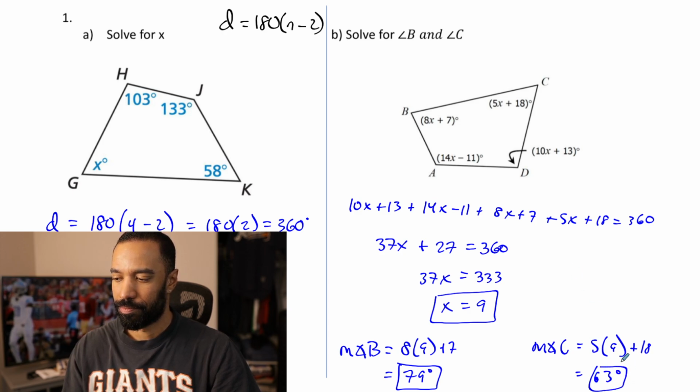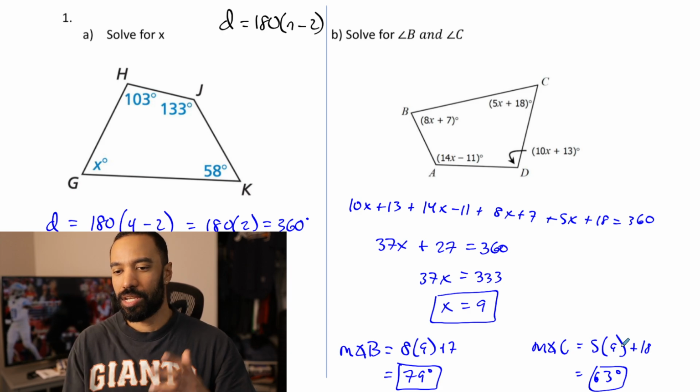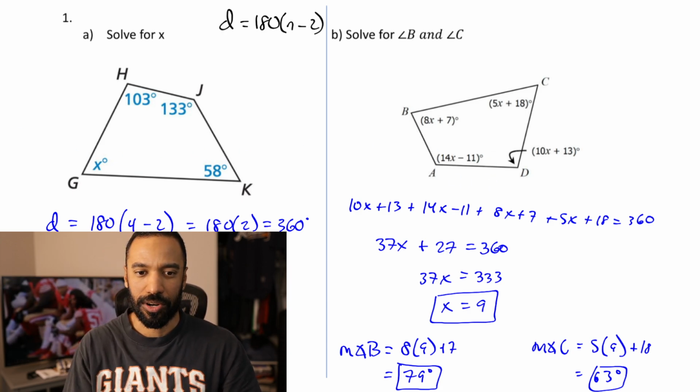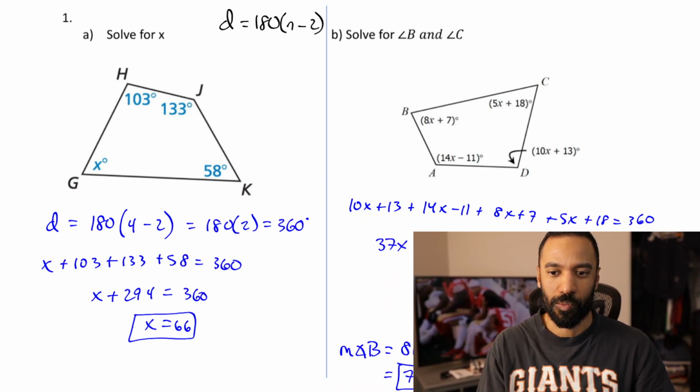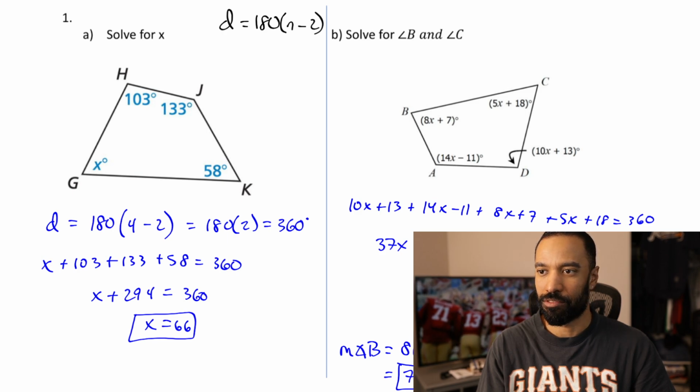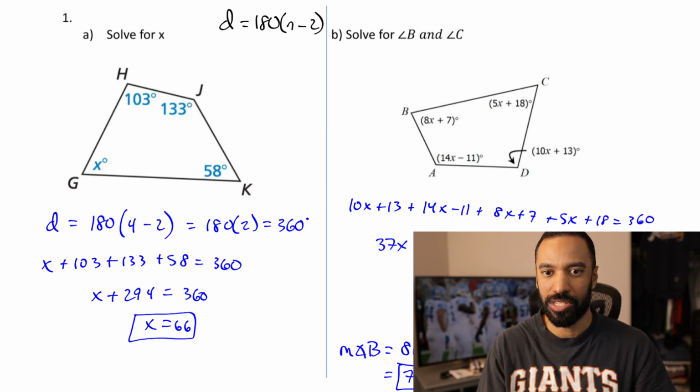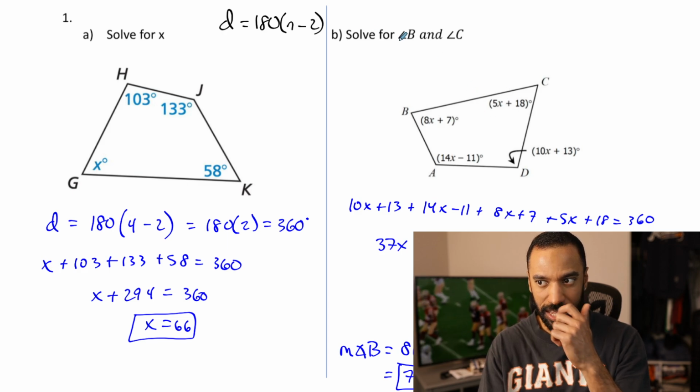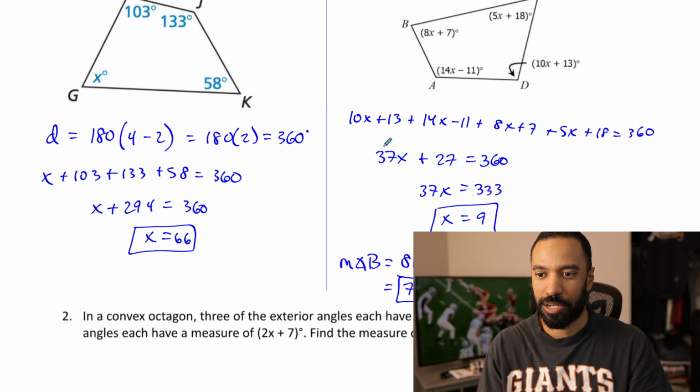Okay, now notice that I put the degree symbols on these answers here, and I actually didn't on this one. That's because the x was a variable, which has no degree symbol. This said solve for the measures of angles B and C, and you actually need degrees for those in the end.